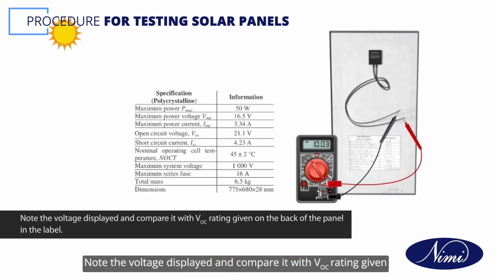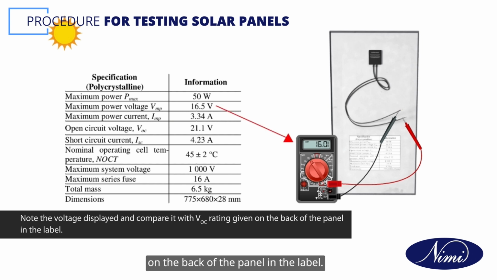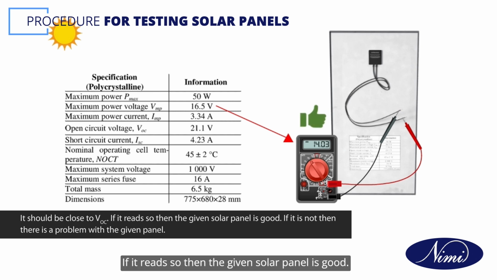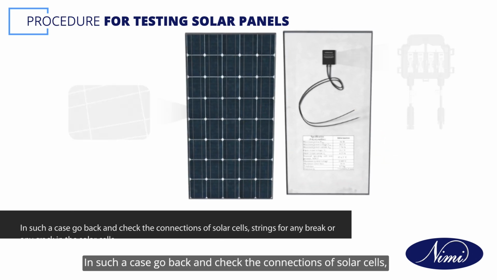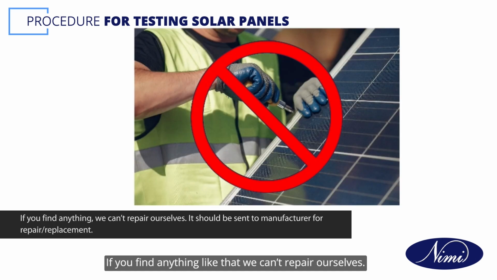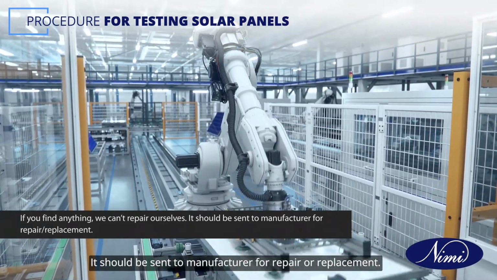Note the voltage displayed and compare it with VOC rating given on the back of the panel in the label. It should be close to VOC. If it reads so, then the given solar panel is good. If it is not, then there is a problem with the given panel. In such a case, go back and check the connections of solar cells strings for any break or any crack in the solar cells. If you find anything like that, we can't repair it ourselves. It should be sent to manufacturer for repair or replacement.